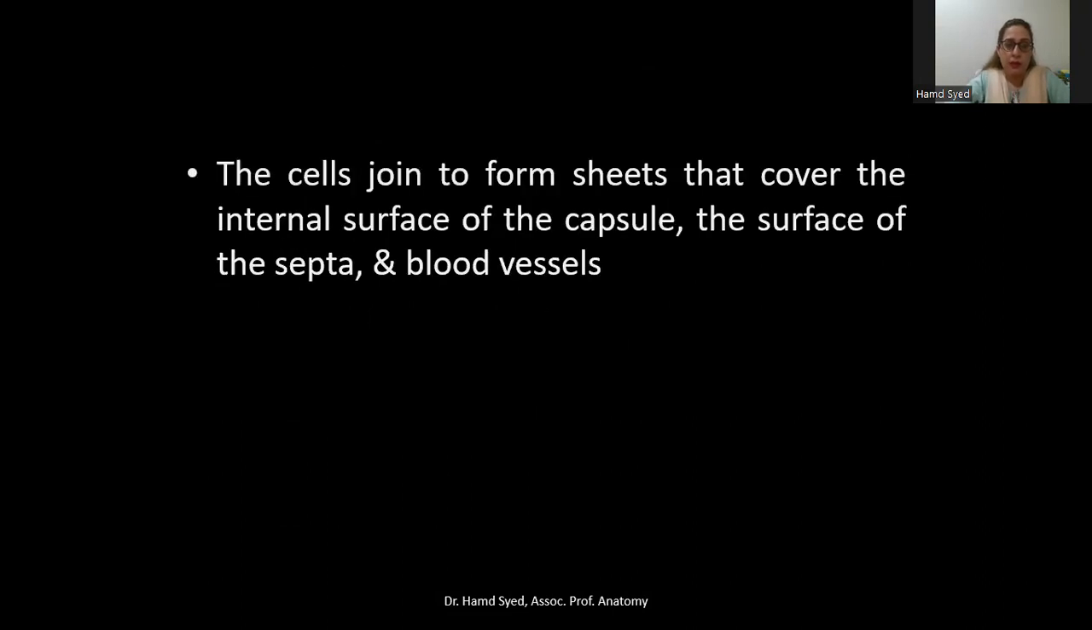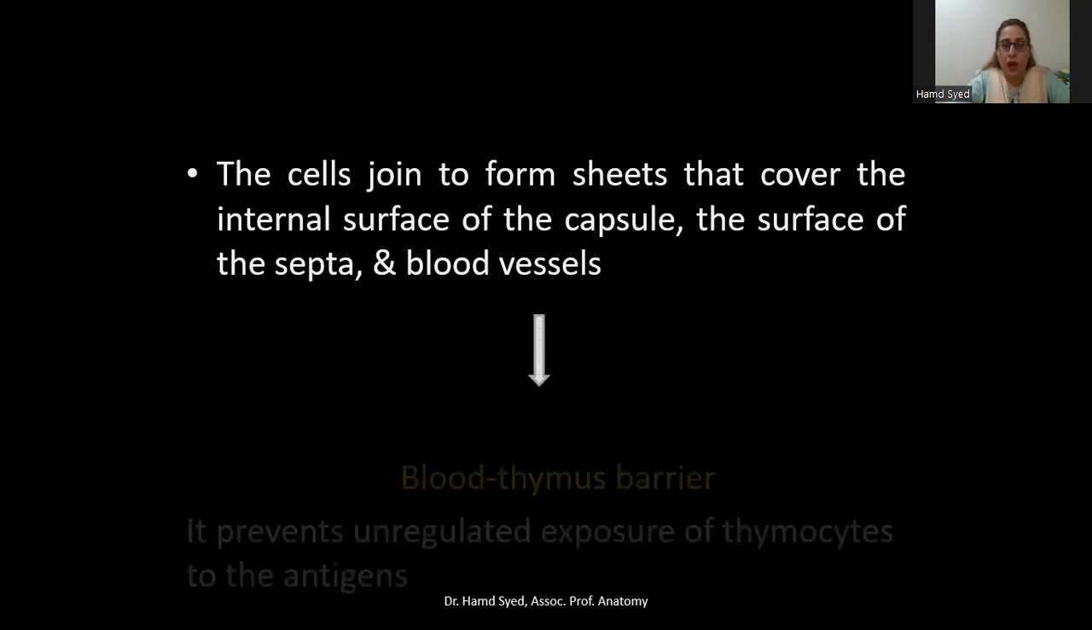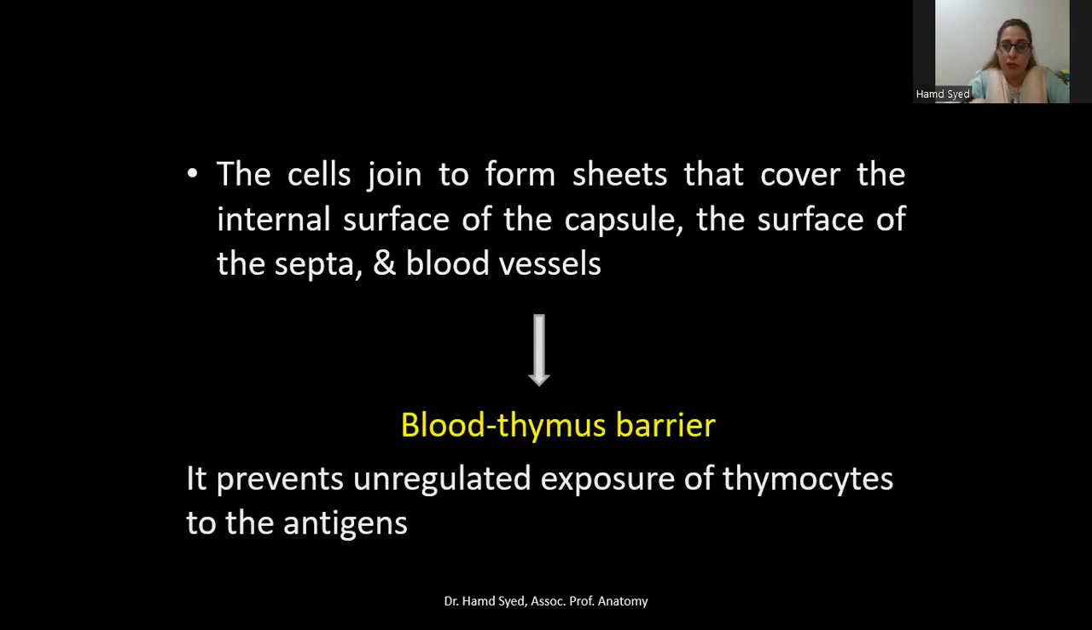These thymic epithelial cells join to form sheets that cover the internal surface of the capsule of the thymus, as well as the surface of the septi and blood vessels. This also leads to the formation of the blood-thymus barrier. This is a barrier which prevents unregulated exposure of thymocytes to the antigens.